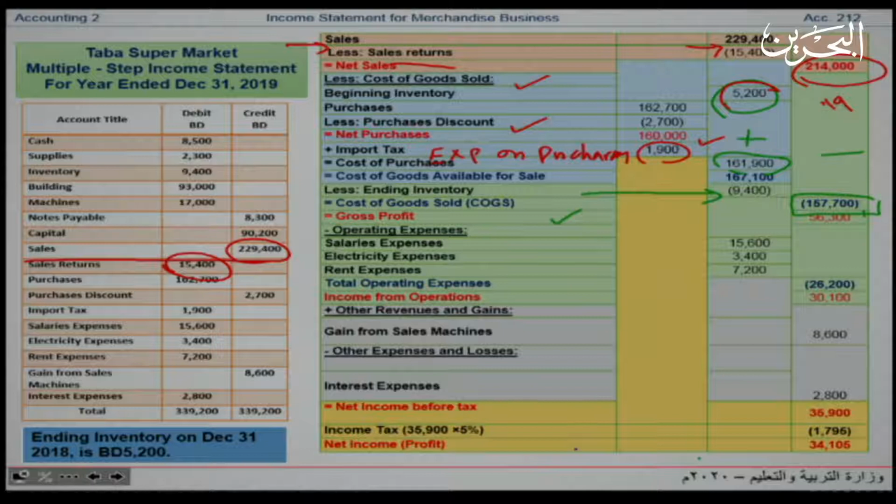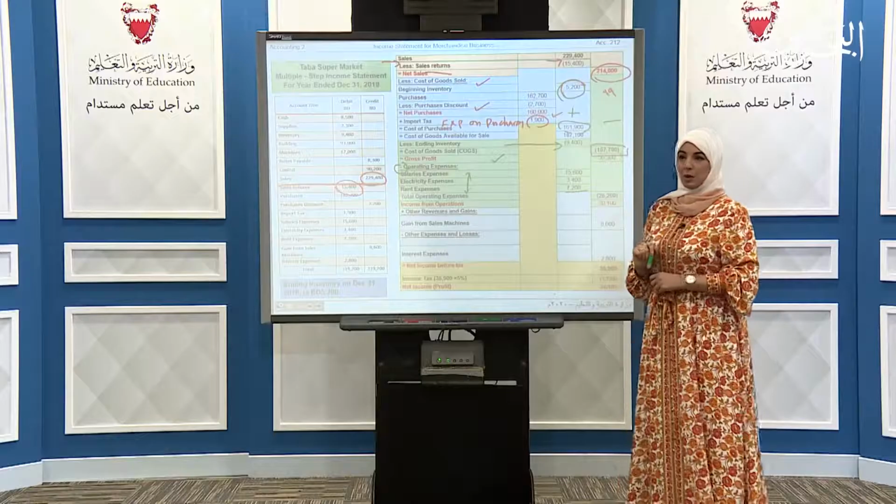56,300. Then I will subtract the operating expense. Firstly, I should list all the operating expenses that I have. In our question, I have the salary expense with a figure of 15,600 and electricity expense with a figure of 3,400. And finally, I have the rent expense with a figure of 7,200.